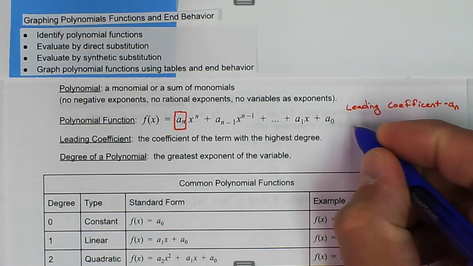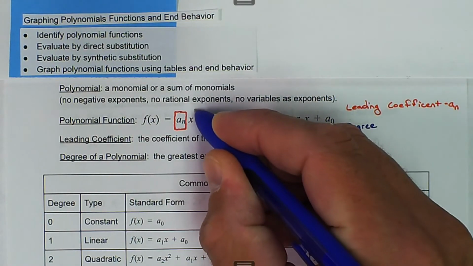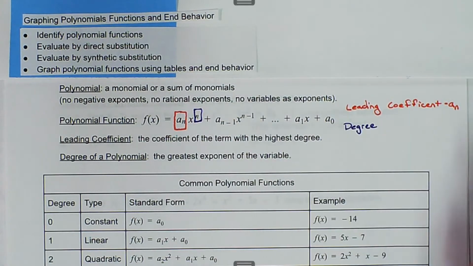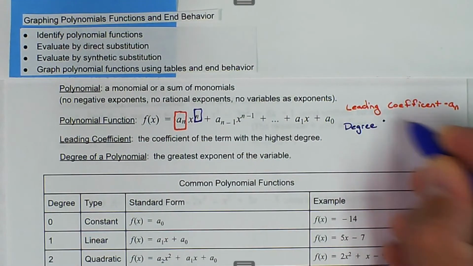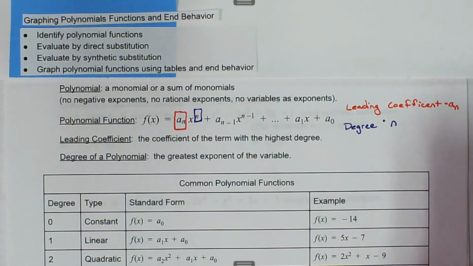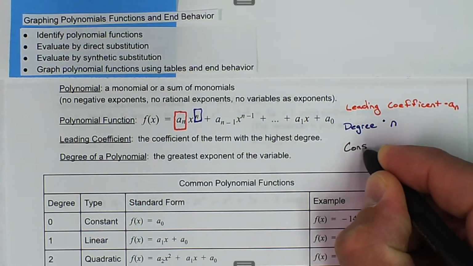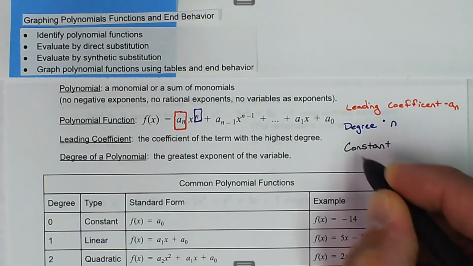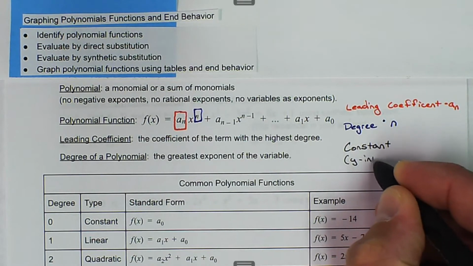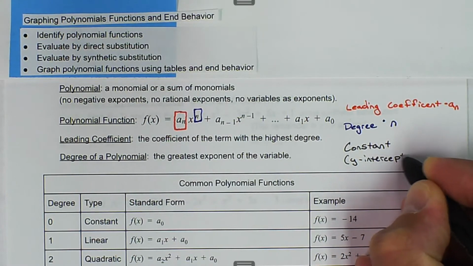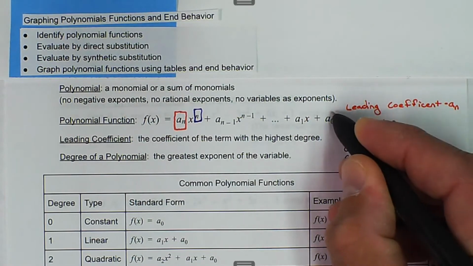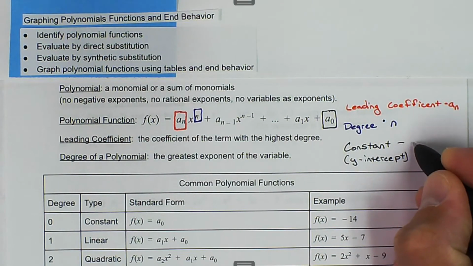The degree of the polynomial, that is just going to be whatever the highest exponent is. In this case, our degree is just going to be n. And then we have the constant, or the y-intercept. And in that case, that is just a sub 0, or the term that does not have a variable.